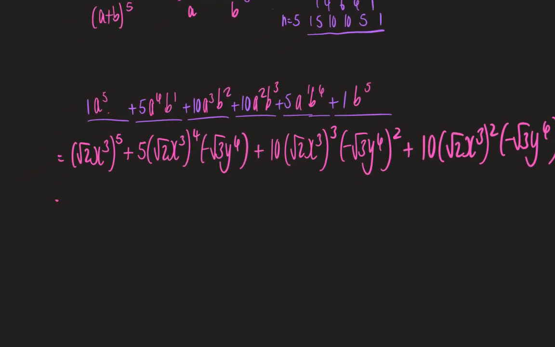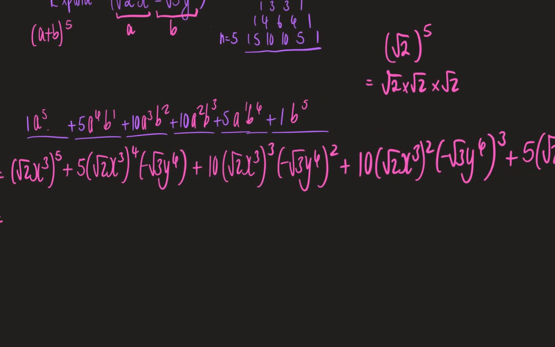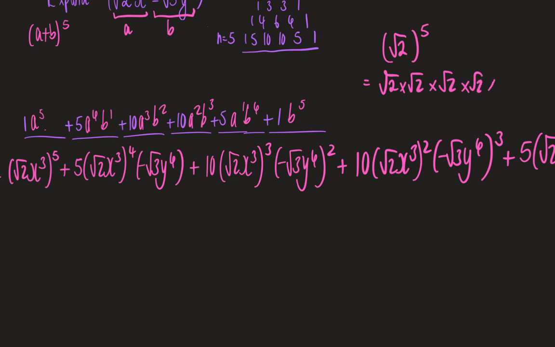Okay, this first term, we have root 2 to the power of 5. Let's think about this for a moment. Root 2 to the power of 5. That's root 2 times root 2 times root 2 times root 2 times root 2. Okay, root 2 times root 2 is 2. And look, we have the same thing here. Root 2 times root 2, that's 2. So we're going to end up with 2 times 2 is 4 lots of root 2.